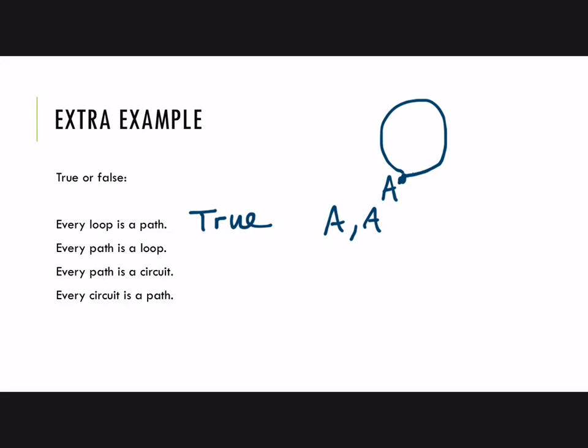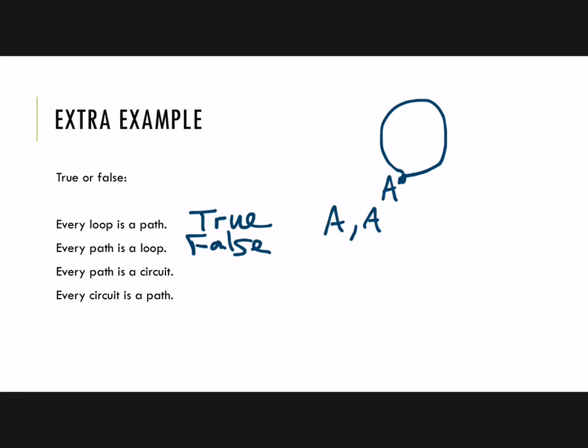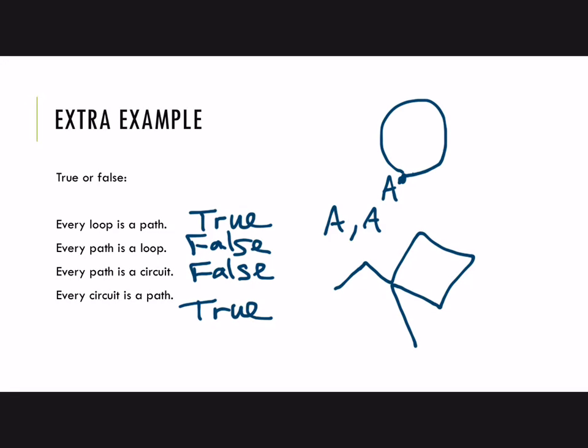Every path is a loop. That's definitely false. We've already looked at at least 2 or 3 examples of paths that were not loops. They did contain more than one edge. Every path is a circuit. That is also false. Circuits begin and end at the same place, and paths don't have to. You can just start somewhere and meander along and end up at a different location. Every circuit is a path. That is true. Circuits are specific types of paths that just happen to end up at the same destination as where they began.